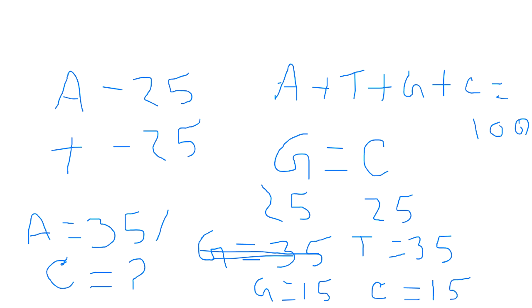and C will get 15%. So that means if I know that one nucleotide A is 35%, can I know what the other three nucleotides will be? Yes, I can know because A is always equal to T. So T is 35% and the rest 30% divided equally between G and C, which is 15 and 15.